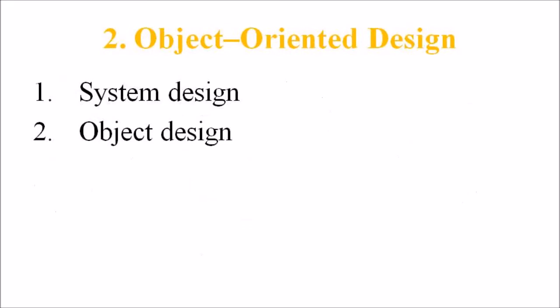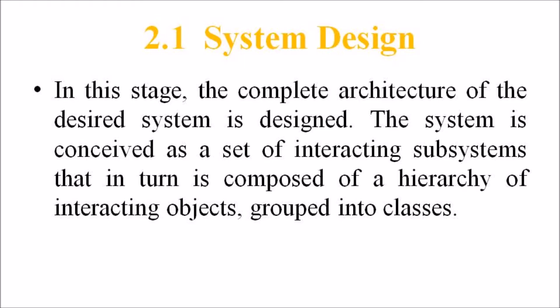When it comes to the object-oriented design, it includes two main stages, namely system design and object design. In the system design stage, the complete architecture of the desired system is designed. The system is conceived as a set of interacting subsystems that in turn is composed of a hierarchy of interacting objects grouped into classes. System design is done according to both the system analysis model and the proposed system architecture. Here, the emphasis is on the objects comprising the system rather than the process in that system.